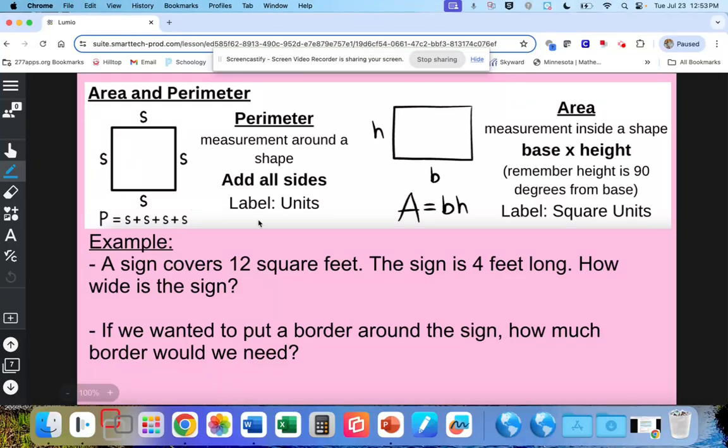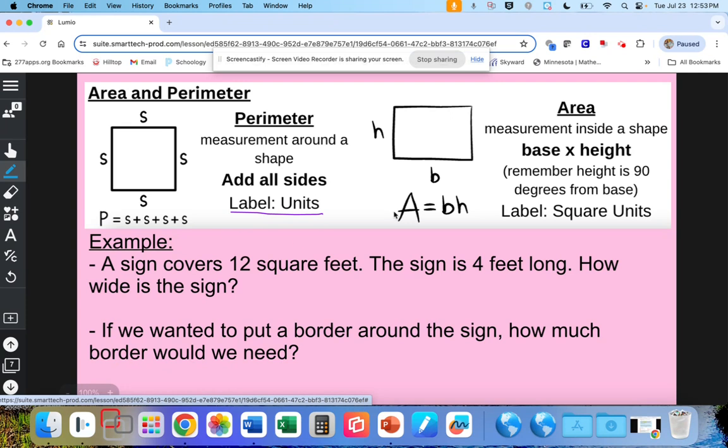Our label for perimeter is just units. Because we were just walking in straight lines, it was one-dimensional. Our labels could be feet, yards, miles, inches, meters, things of that sort. If it doesn't identify the label or the unit, then you can just use the word unit.